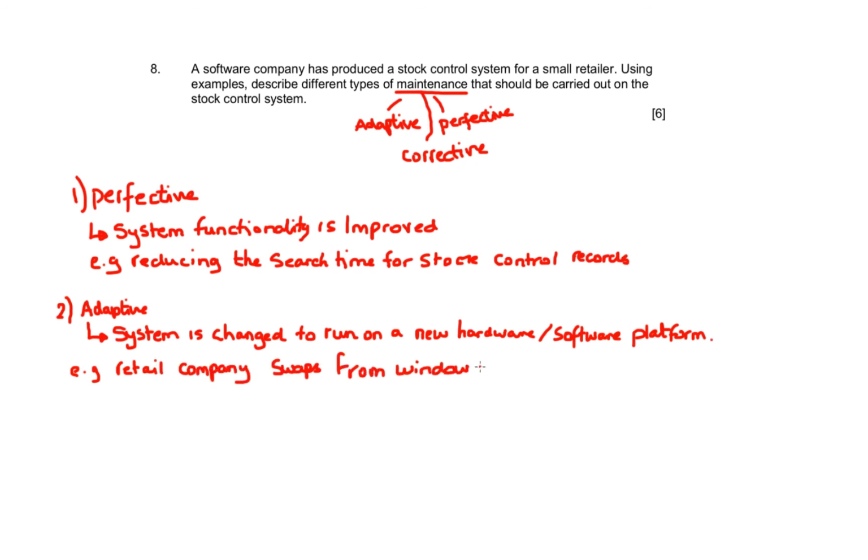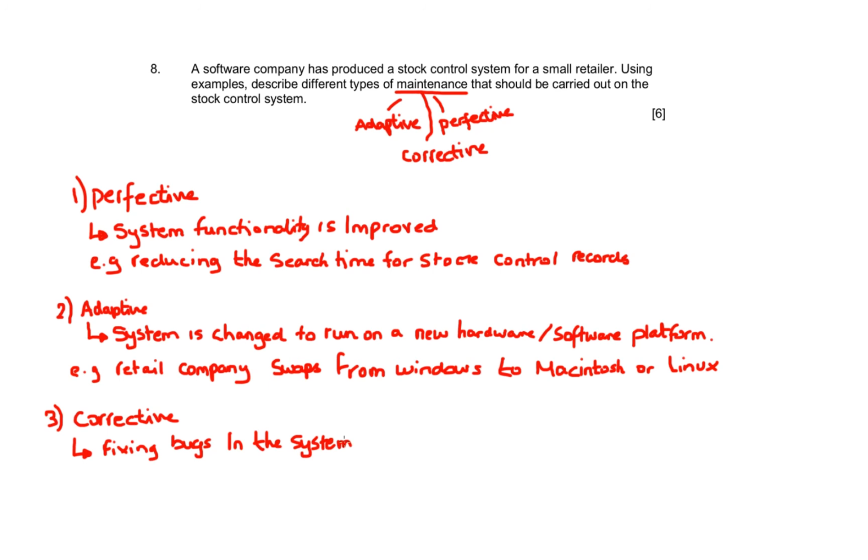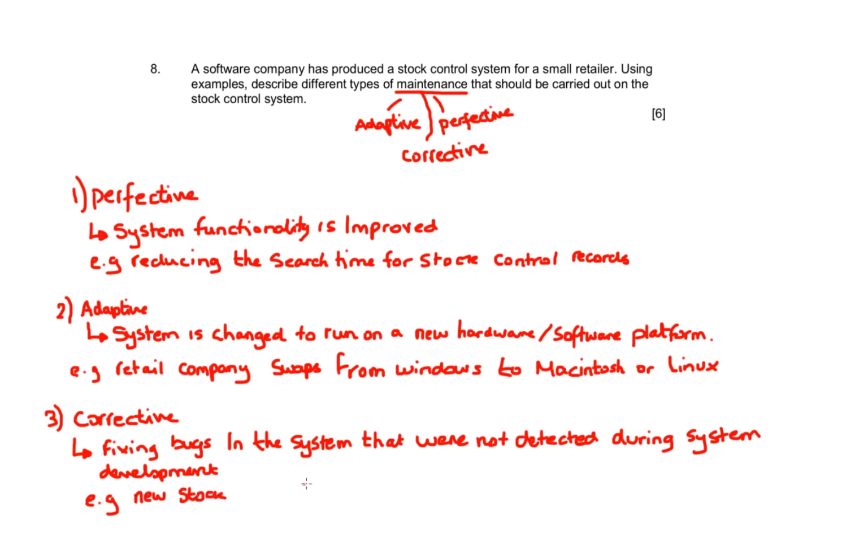And finally, corrective maintenance. This is all about fixing bugs in the system that were not detected during the developmental or the system testing stage. So for example, users might find that some data input for new stock is not validated and this causes the program to crash or produce an inaccurate result or output. And in order to fix this, we need to come in and apply corrective maintenance to a working system.